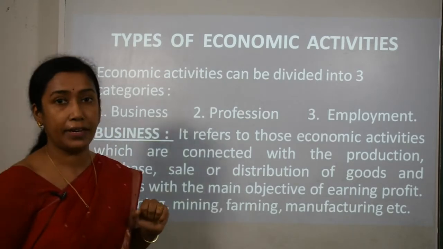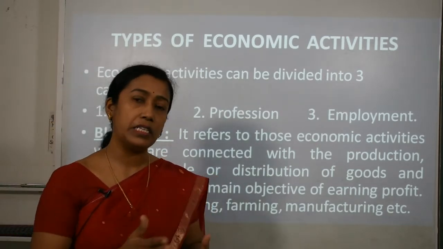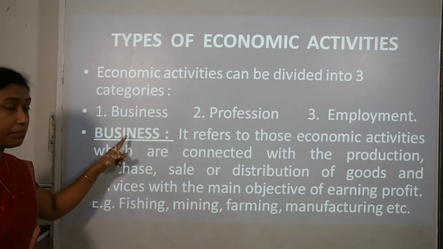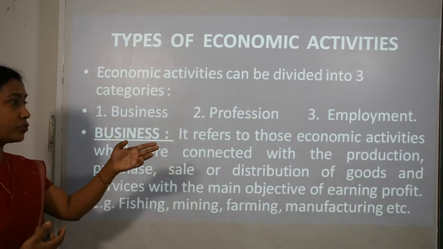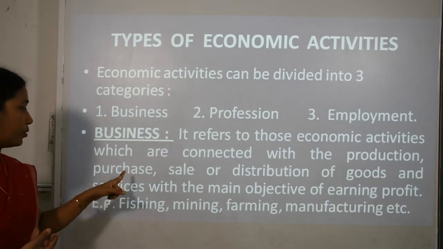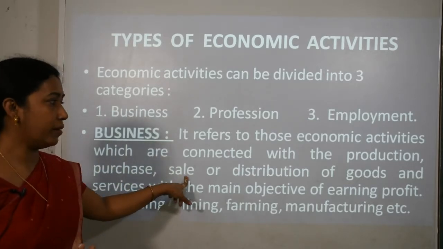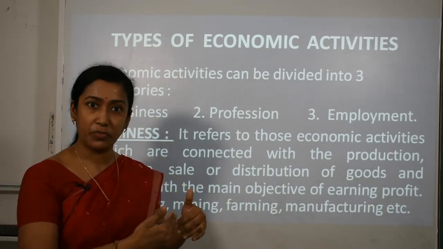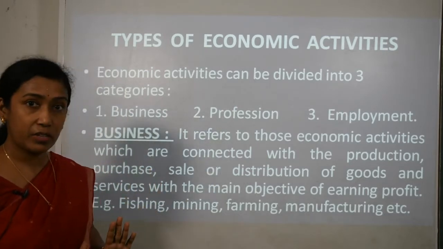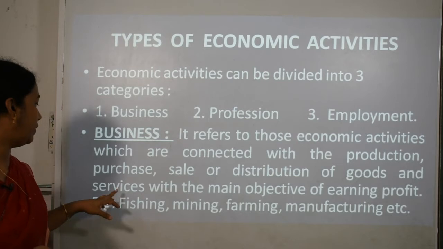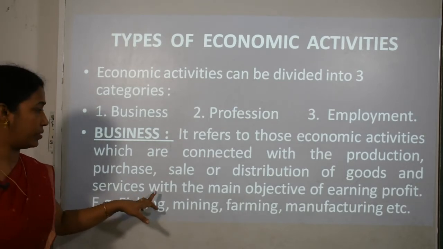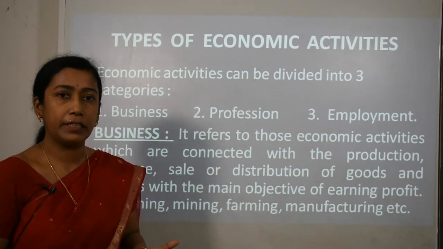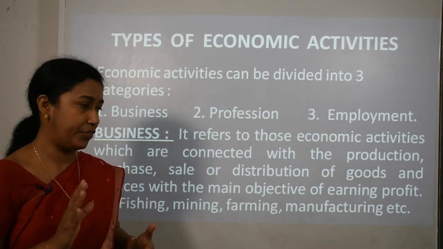Now, types of economic activities. Broadly, we can classify them into three: business, profession, and employment. When we say business, it refers to all those economic activities connected with the production, purchase, sale, or distribution of goods and services. It can be for goods and services, and the main aim should be to earn profit only. Then it is a business.